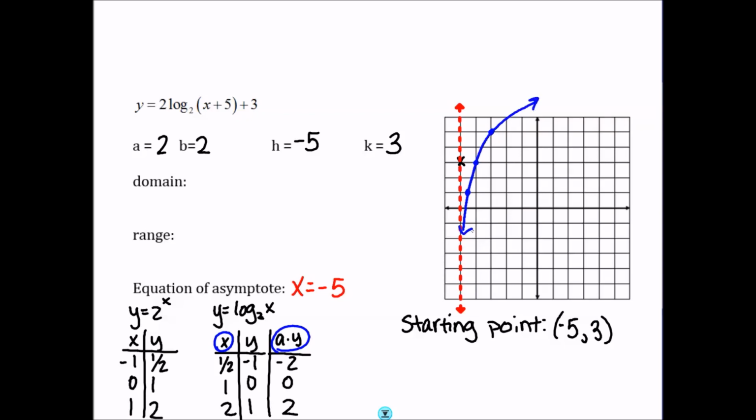This one is stretched compared to our previous graphs. The domain for this, remember, is always h to infinity, so this is -5 to infinity. And the range is always -infinity to infinity. So make sure that you review the differences between exponentials and logs and how to convert between the two.